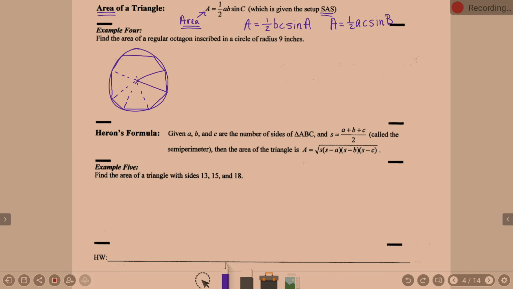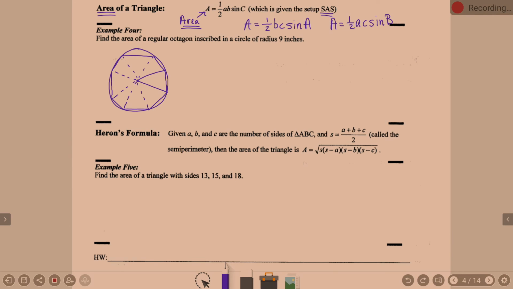Do you see what's happening here? I just drew in all 8 radii. What did I just create? A bunch of triangles.